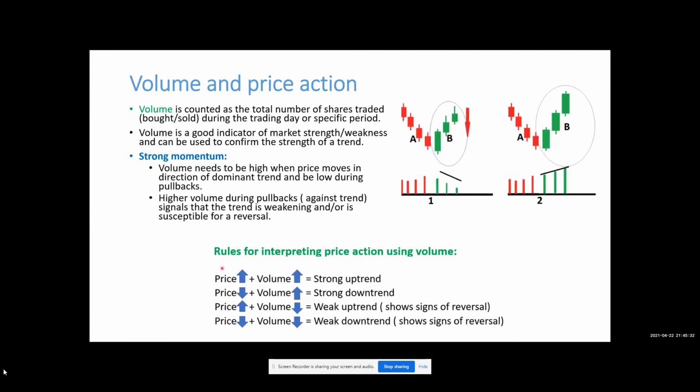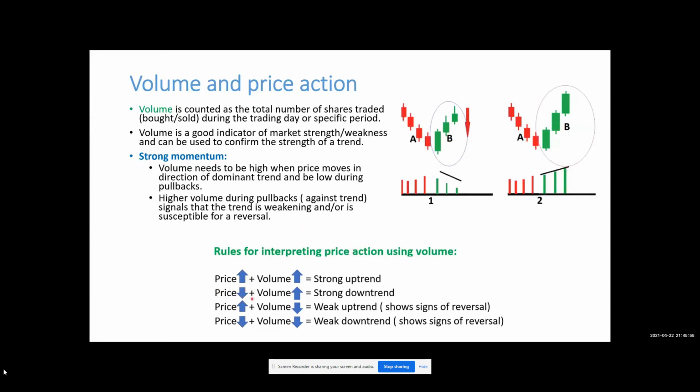Okay, so I have actually created some rules for you guys. This is like a formula for you to just keep an eye on for what you need to be looking for to interpret price action using volume. When price is up and volume is up, there is a strong uptrend. So we see bullish candles supported by strong upward moving volume, good sign. You're good, you guys are good.